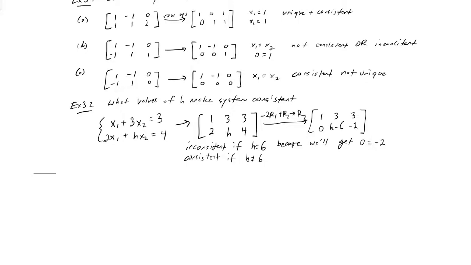All right, so you'll see that inconsistency happens when we have this row, a row where we have a bunch of zeros and then a number, and we'll talk more about that, that property next time.